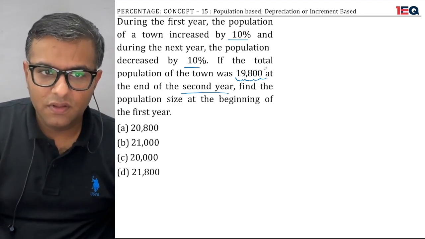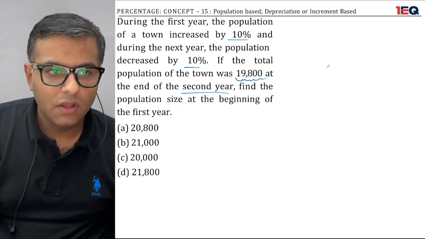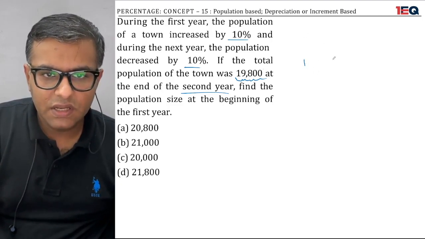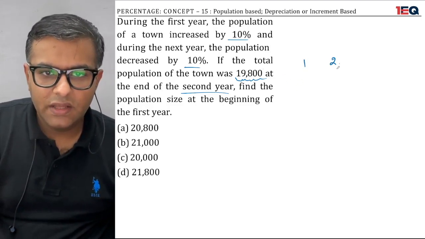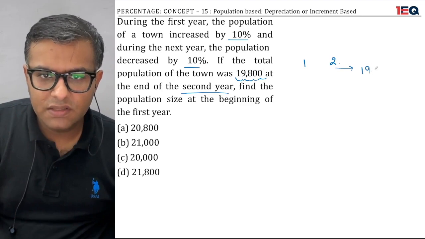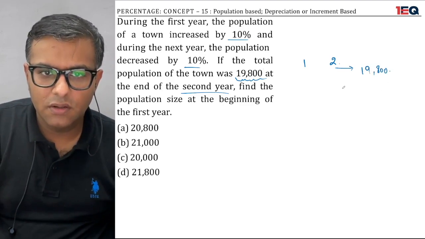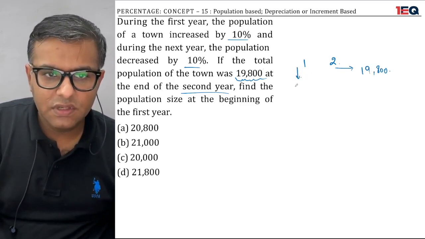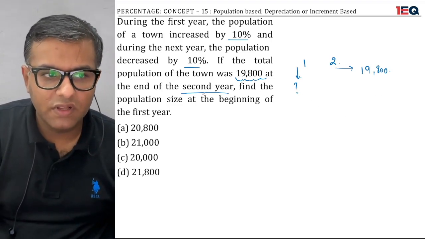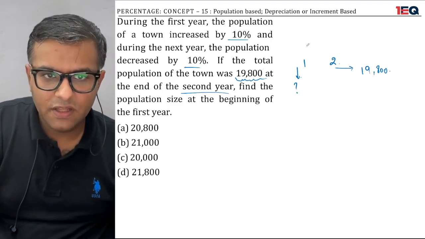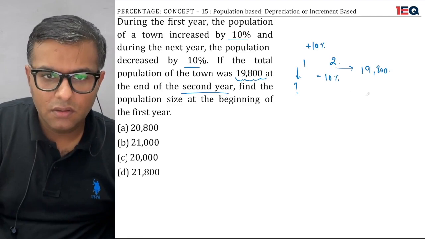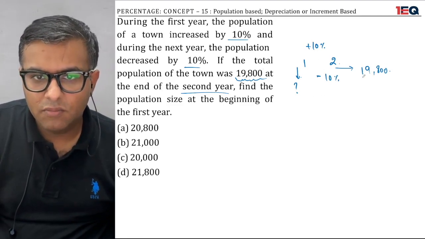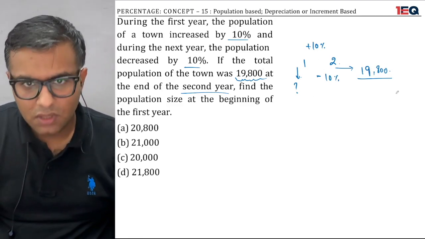19,800 at the end of the second year, find the population size at the beginning of the first year. Okay, beginning of the first year we're talking about. We are sitting at year one, we are sitting at year two, and there is a beginning and an end. At the end of the second year, the population size is 19,800. At the beginning of the first year is the question mark of what is it. There is an increment of 10% first, and there is a decrement of 10% secondly. And that brings us to 19,800.